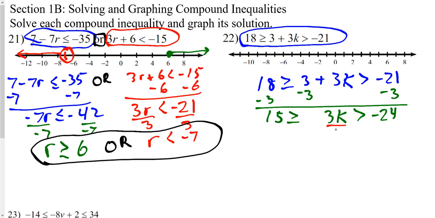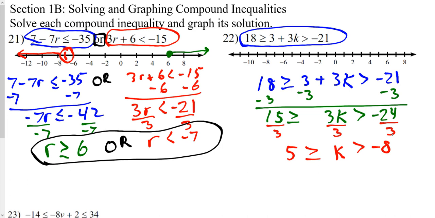Undo my timesing by 3. Now here we're dividing by a 3, so if you were dividing by negative 3, you'd have to switch your inequality signs, but we're dividing by positive 3, so you don't. So we get 5 greater than or equal to k greater than negative 8. So that's your answer when you are just solving it, but then we need to graph it.